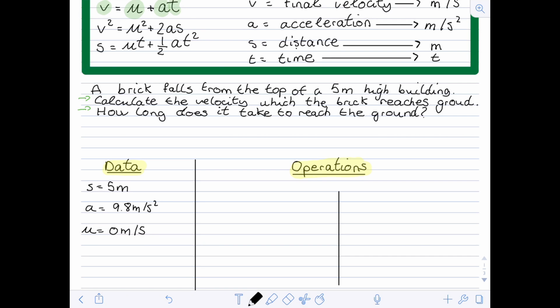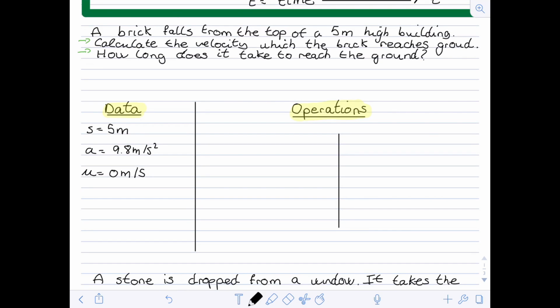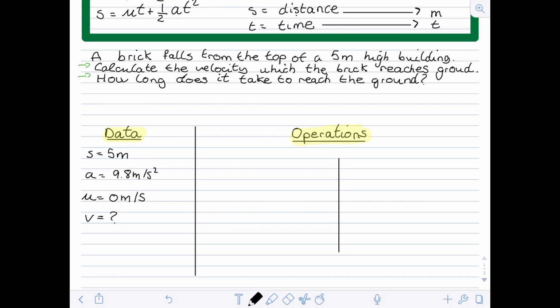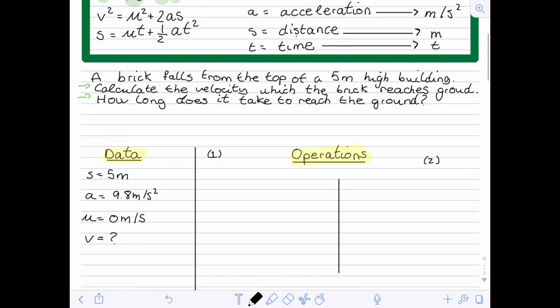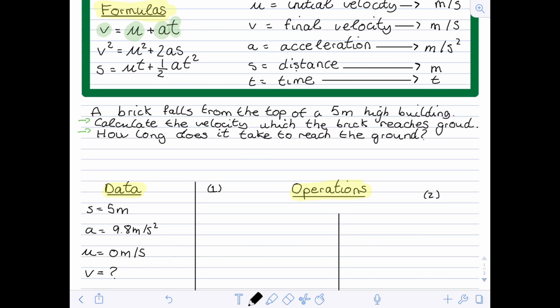The question asks us to calculate the velocity with which the brick reaches the ground. So the final velocity is going to be equal to question mark. This is part of the first question, and this is part of our second question. So what formula can we use that includes those four values?